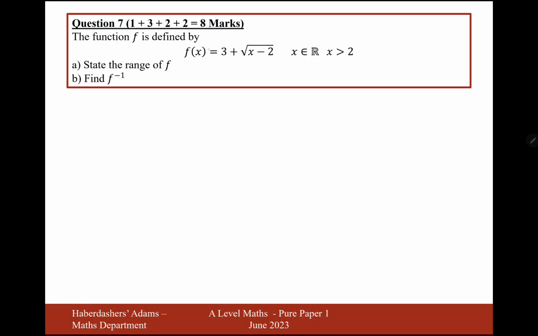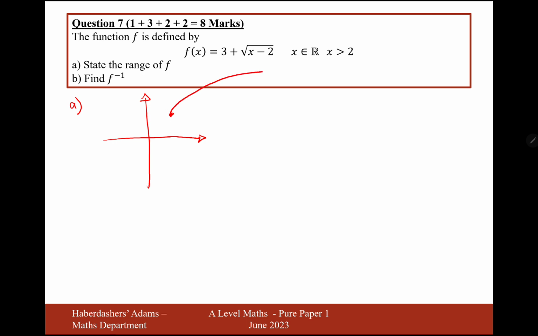The function f of x is defined by f of x equals 3 plus the square root of x minus 2. State the range of the function f of x. Well, if we were to draw out the function, then it's going to be a graph transformation from the square root of x. The square root of x would move right by 2 and up by 3. So the function looks like this.